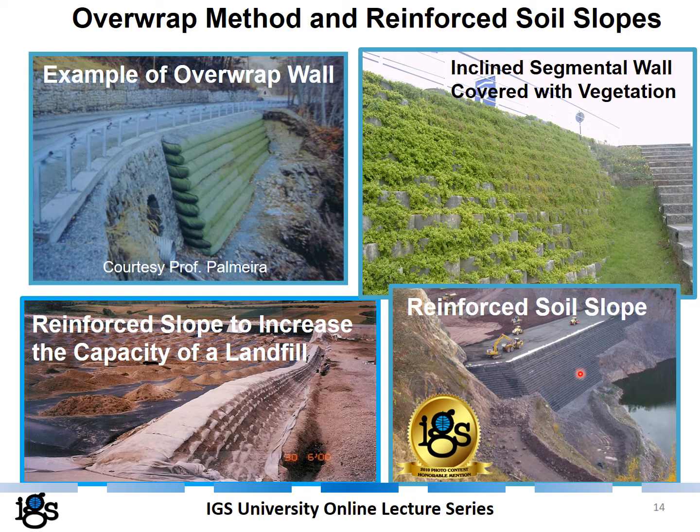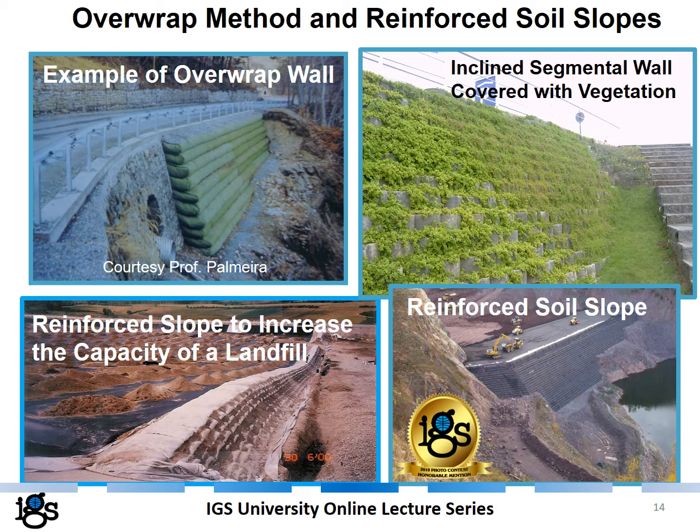Reinforced slope is a very efficient method to create elevation differences. And in this example, you see the excavator and the huge truck, which gives the opportunity to compare the height of this reinforced soil slope. And this picture has won the IGS photo contest in previous years.